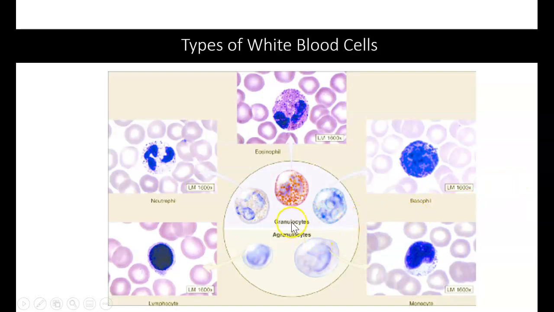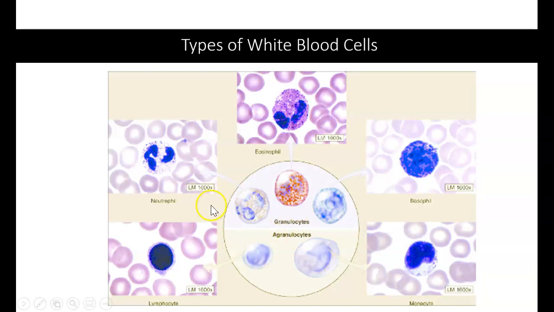We put white blood cells into two categories, granulocytes and agranulocytes, and the difference is, if you look here, granulocytes have these dark granules, these spots or grains in the cytoplasm, and agranulocytes do not.